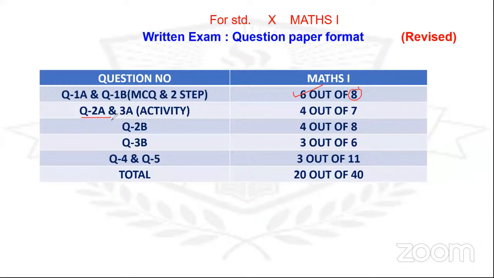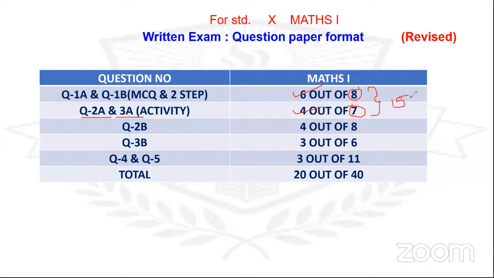Question number 2A and question number 3A are activity questions. Means just fill in the blanks you have to do. Half the solution is already given to you all. You have to just fill in the blanks. So in this question also, I'm expecting you all to get 4 marks out of 7. But actually, these 15 marks are very easy to score. You need not lose any mark in this, but I'm expecting minimum that you get 6 marks and 4 marks.